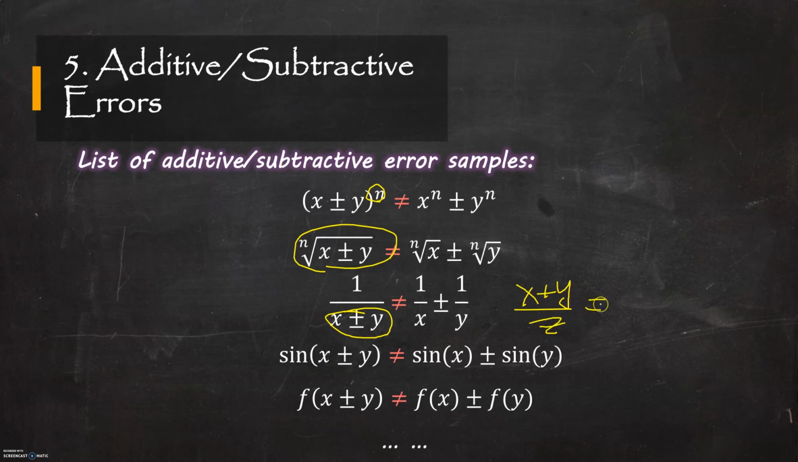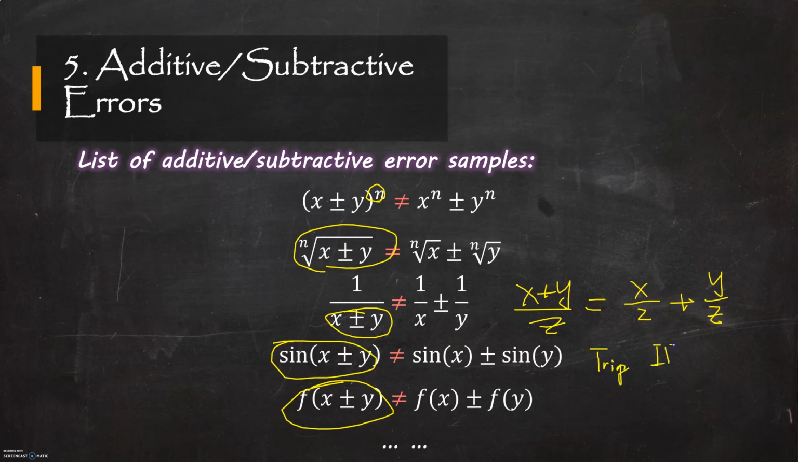So (x plus y) over z is equal to x over z plus y over z, and not for the trig, and not for the general function. So for the trig, it's better to memorize or get familiar with the trig identities, right? So you will not make that silly mistake.